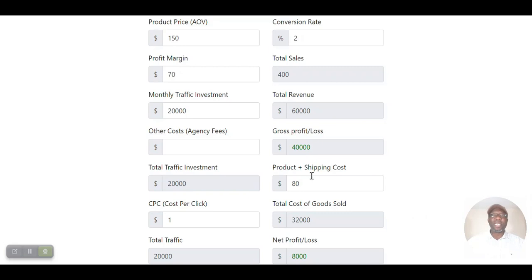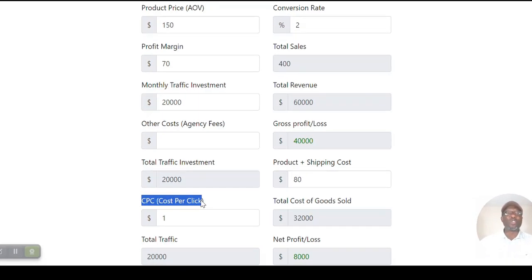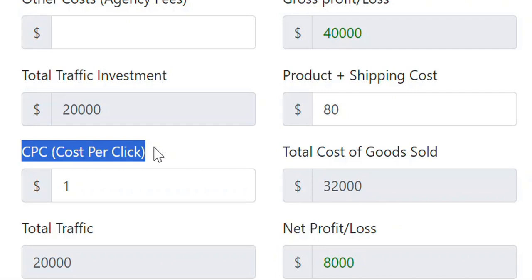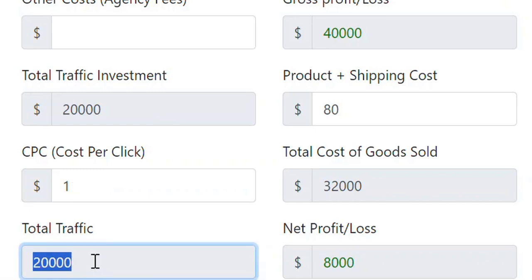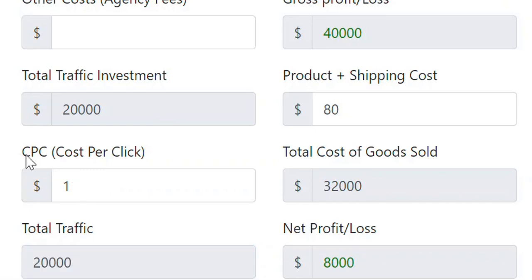Now, the next major thing you can do, we've done the first one, which is to increase the average order value. The next thing you can do is to reduce your cost per click. Okay, now you will pay attention here, because if you can see, ABC Limited is paying $1 at the moment, and they are bringing in 20,000 visitors to their site. Now, if you look at your own business and you see that you are spending like $2 per click, then you are going to be in trouble.